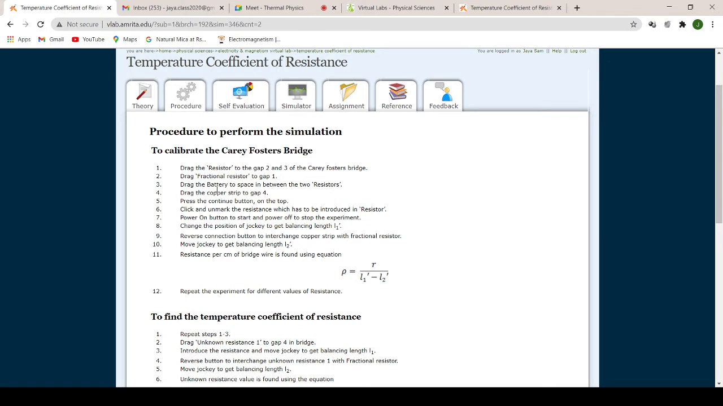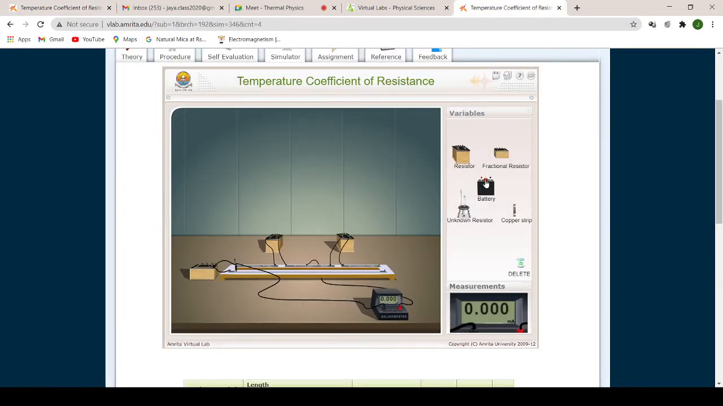So third step is, drag the battery to the space in between the two resistors. So this is the battery, and drag it. So the two resistors are in the slot 2 and 3. So if you place the battery in between like this, it is going to make the connections like this. So though it is doing all these connections automatically, if you look at the circuit already given in the theory, it has to match, and it will match. Okay. So if you don't place it properly, even then it is going to make the connections, but you will get the wrong readings. So you check the circuit, check the procedure, and then make the connections.